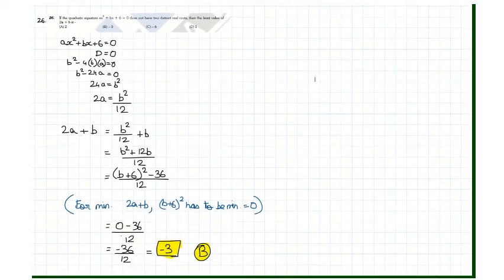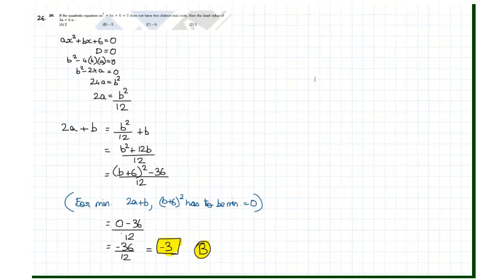In the 26th question, the quadratic equation ax^2 + bx + 6 = 0 does not have two distinct real roots. Then the least value of 2a + b is dash. Now since they don't have distinct real roots, they must have equal real roots, and the discriminant would turn out to be equal to 0. We get b^2 - 4 times 6 times a = 0, b^2 - 24a = 0, or 2a = b^2/12.